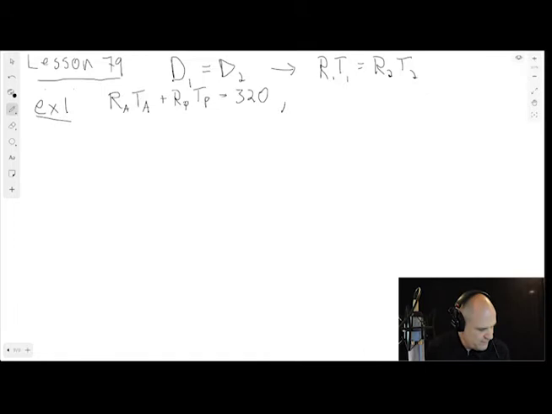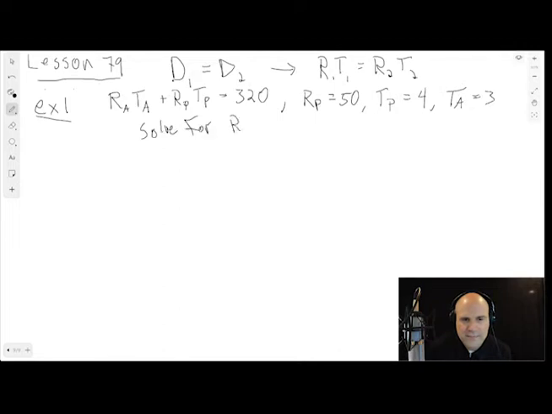Luckily, they give us these values: R of P equals 50. T of P equals 4. And T of A equals 3. Our mission is to solve for R of A. So we're going to rewrite this equation with its substituted values. R of A we don't know, that's what we're solving for, so R of A, times T of A, which they give us as 3, plus R of P, which is 50, times T of P, which is 4, equals 320.